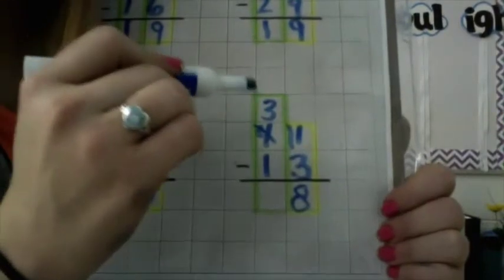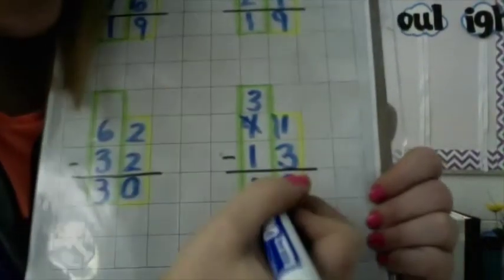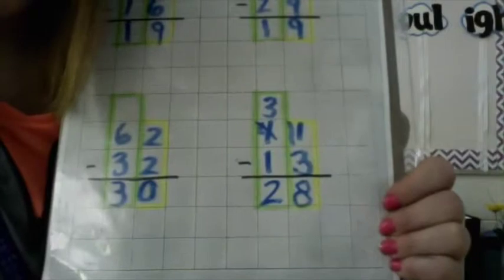Now I go to my tens. 3 take away 1 equals 2. So your answer was 28. How do you feel like you did?